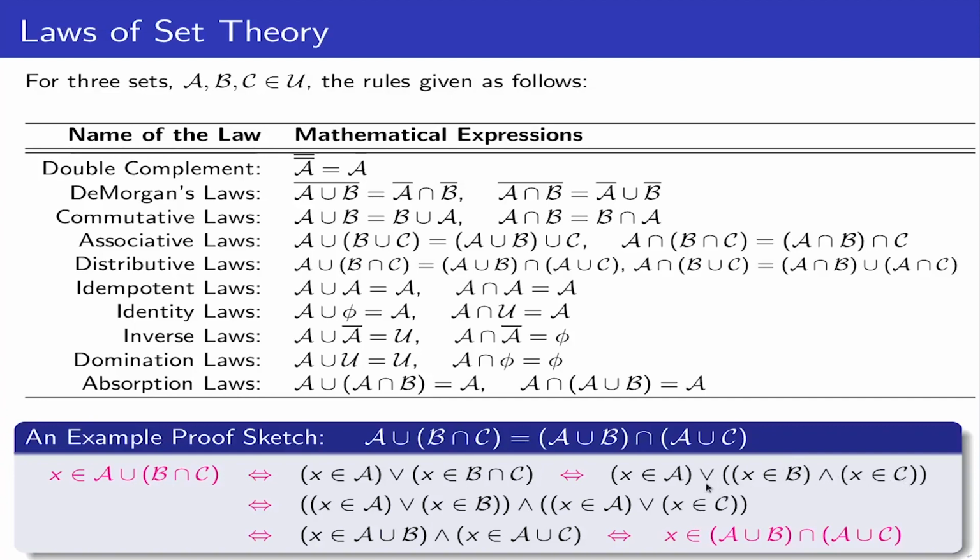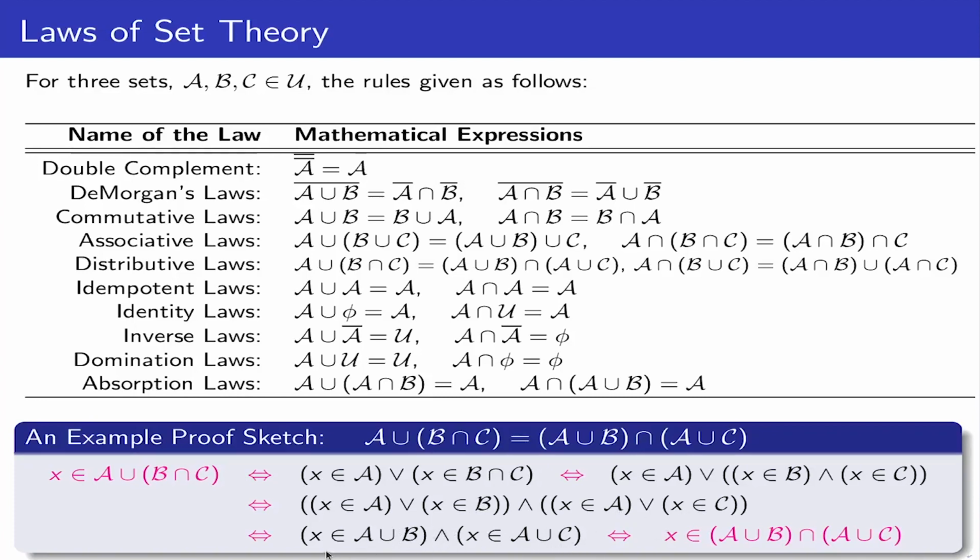Now we are in a position where we have a logical formula with and, or. We just apply the distribution law. So here, X belongs to A or X belongs to B, and X belongs to A or X belongs to C. So this means X can be within A as well as within B, so it is a union. And this means X can be within A as well as C, so it is an intersection.